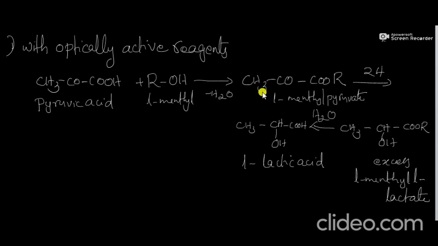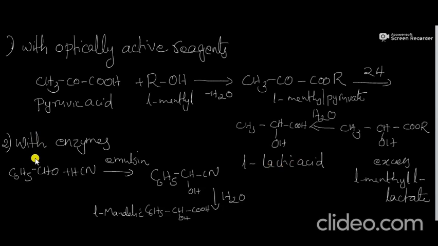By the elimination of water, it will be converted into L-menthyl pyruvate, which on reduction is converted into L-menthyl lactate, that is CH3CHOHCOOR. The carbonyl group gets reduced into alcohol, CHOH. Followed by hydrolysis, we get L-lactic acid. So here we can synthesize only one of the enantiomers predominantly. In excess form we get L-lactic acid.